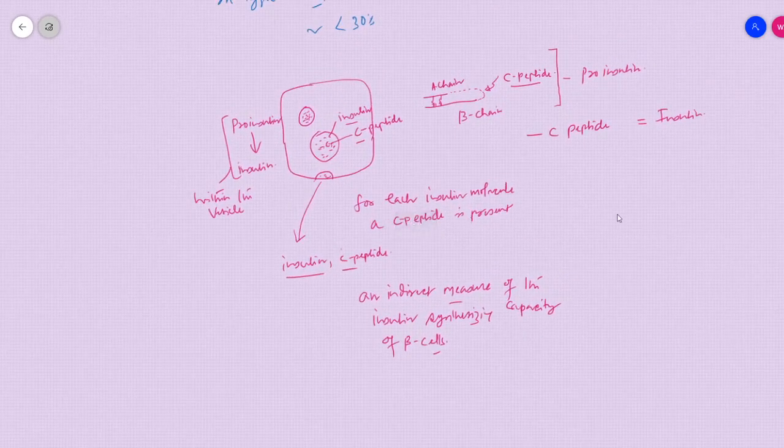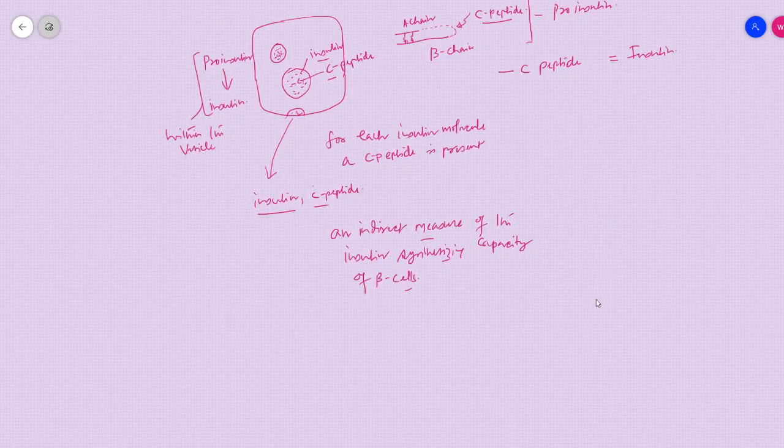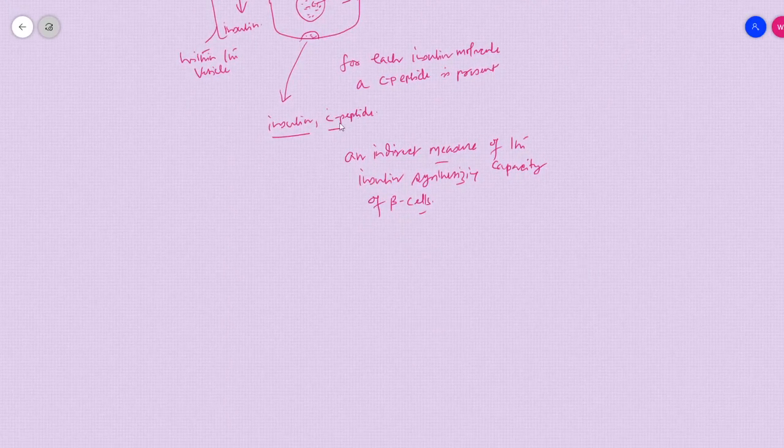So we said that sulfonylureas require functioning beta cells in a quantum greater than 30% to be effective. So the best way to institute therapy is to make sure that there are insulin secreting cells already present in the patient. Okay. So how will we know whether there are insulin producing beta cells in the patient? We can assess that by looking at the concentration of C-peptide. Okay, so that is the relevance of C-peptide. C-peptide is an indirect measure of the insulin synthesizing capacity of beta cells.